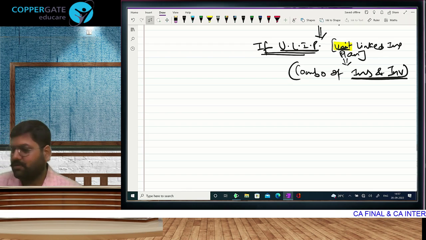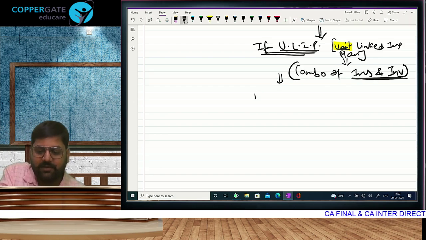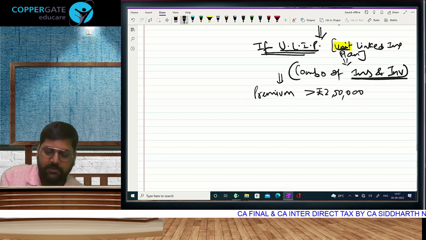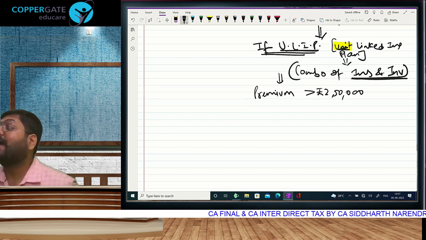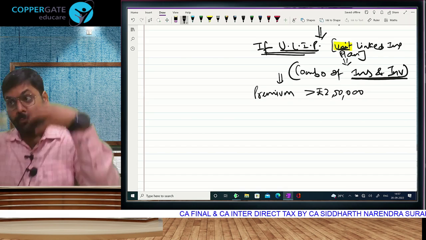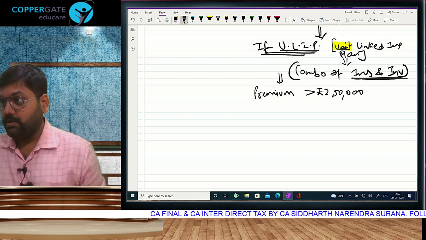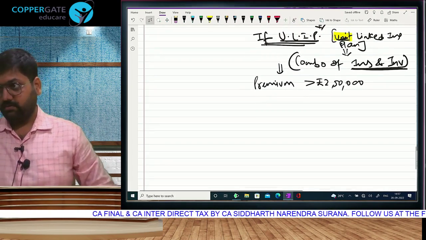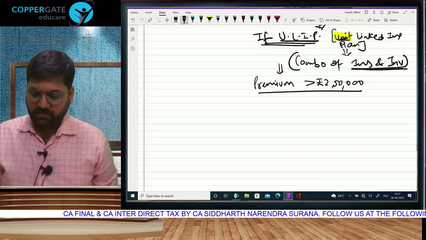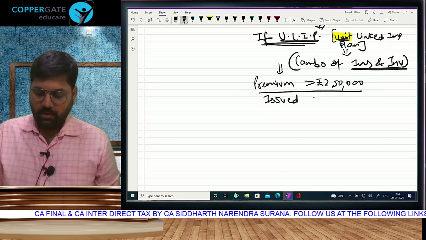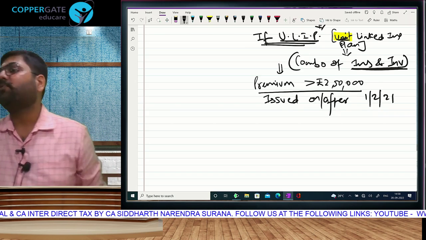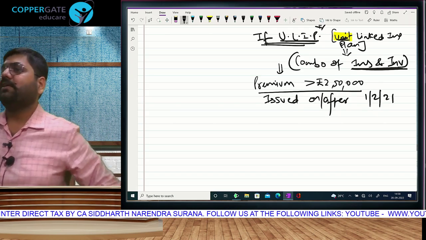We will stop. If the ULIP is taken, you understood what is ULIP? And your premium is more than rupees 2,50,000. 3 lakh for example. 10 lakh, my example. Was it within the upper wala limit given 20, 10 or 15? Yes. But is it still more than 250? Yes. And this was issued on or after 1st February 21. Now this was important. Logical enough.